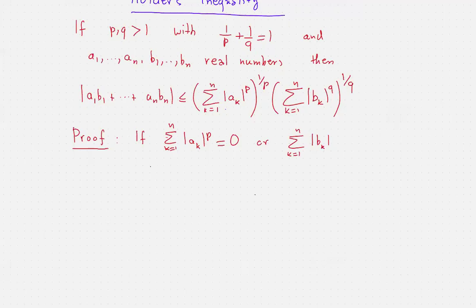Why? Well, take, for example, the case that the sum of the absolute values of the ak to the p is equal to 0. Then that means that all the ak's have to be equal to 0, which means that the left-hand side of the inequality is 0. And so no matter what the right-hand side is, the right-hand side is also 0. It's correct. So we can assume that both of them are non-zero.